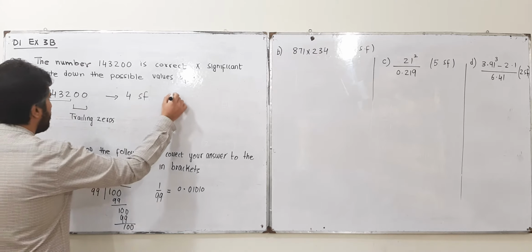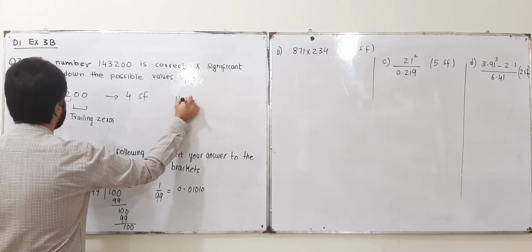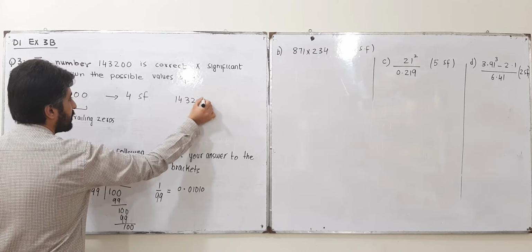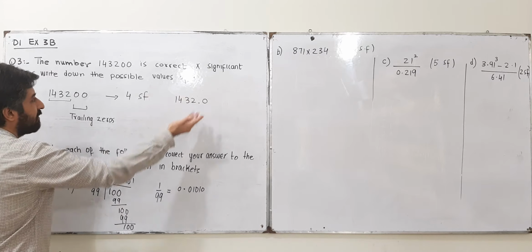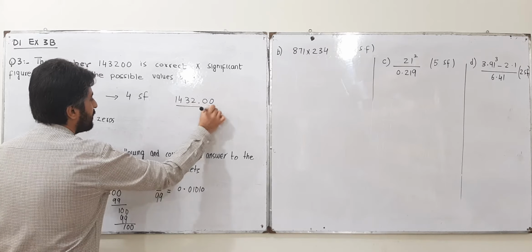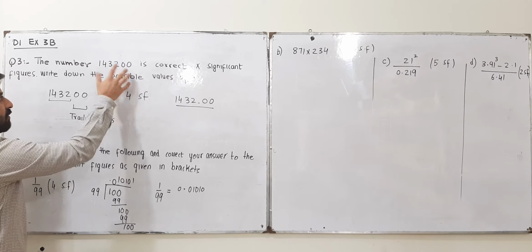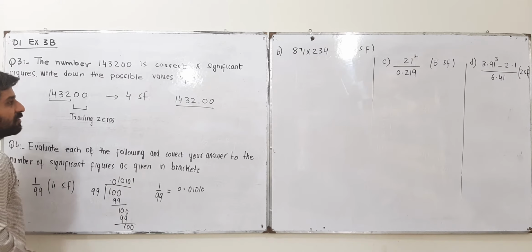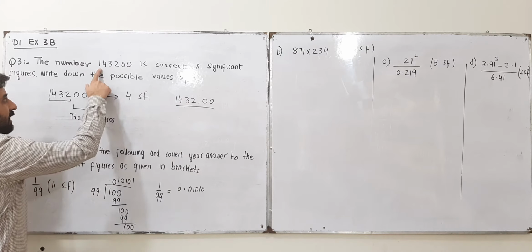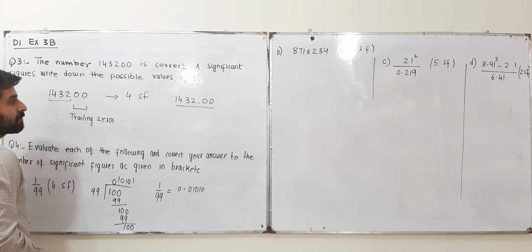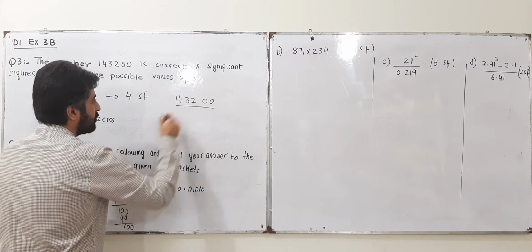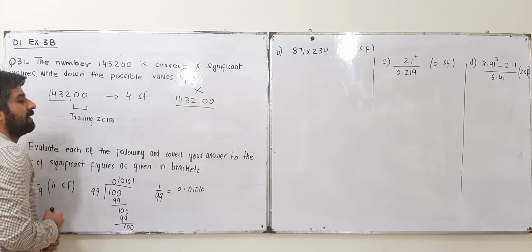Now what about the possibility 1, 4, 3, 2, and suppose I have a decimal over here? You can have a decimal, but the point is that this will change the value of this number 143200. If you insert a decimal over here, this is 1,43,200, and this is 1432. You can't do that, so you can't insert a decimal in this way.